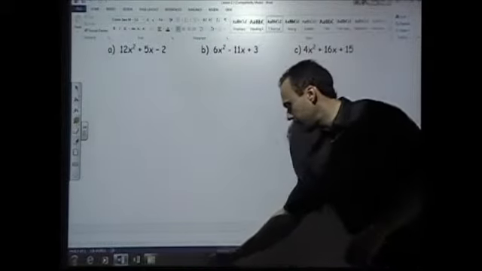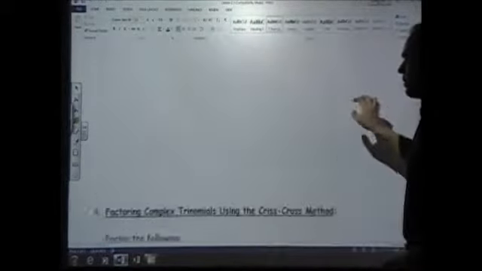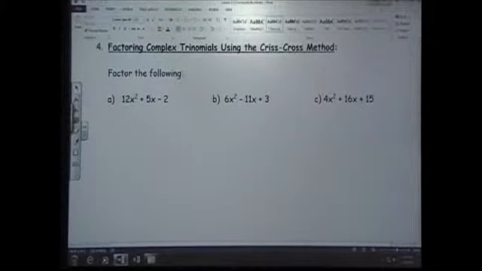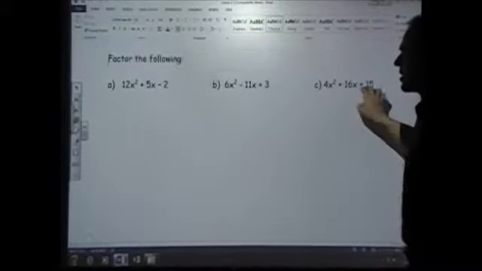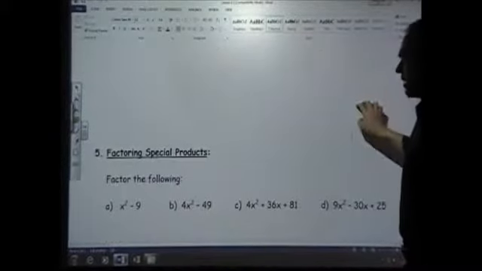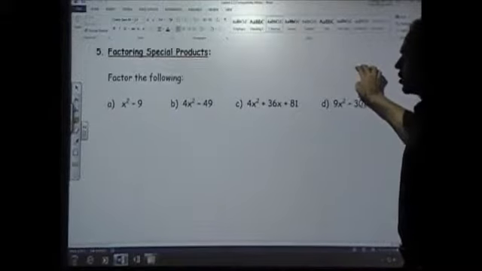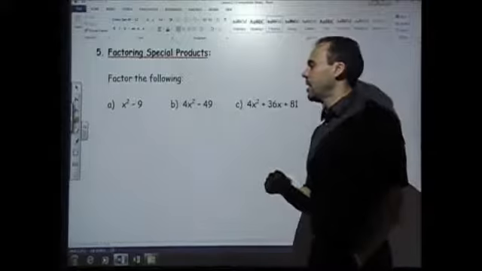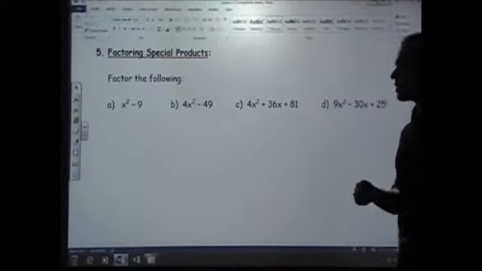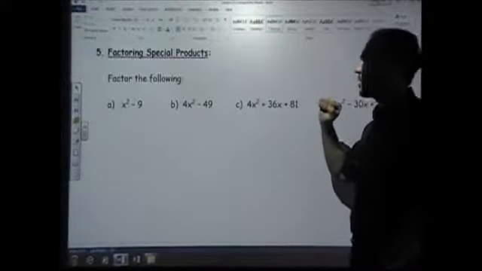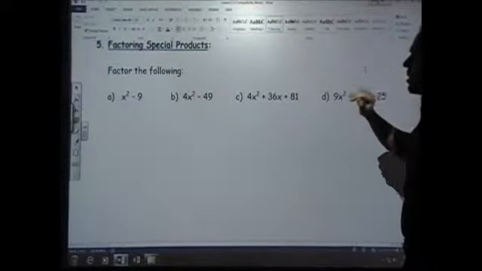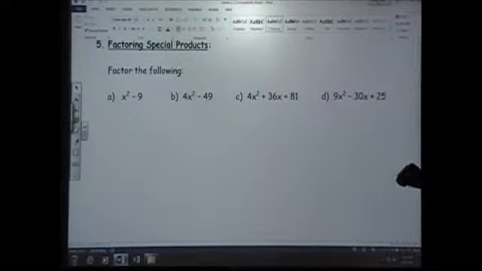So those are the big factoring problems. But then we got to factoring complex trinomials using the crisscross method. I'm going to come back to this in a later episode where I'll show you the crisscross method, so we'll skip that right now and come back to it in our notes. You'll see the crisscross method works in a different way, but you get the exact same answer. So let's take a look at factoring special products.